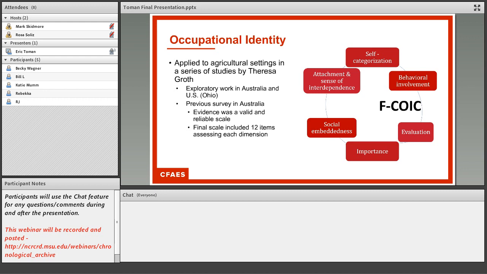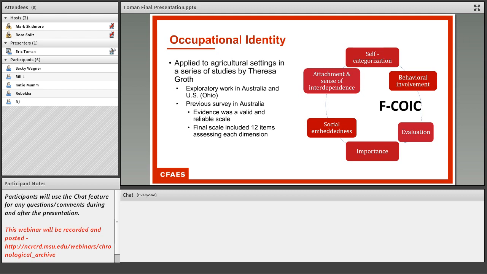So there's two slides here in a row on occupational identity and on this construct. The main thing to take here is ultimately, Teresa, she's from Michigan originally, but did her doctoral studies down in Australia in a university where I have an adjunct appointment. And through this work, she began to develop this farmer collective identity construct.